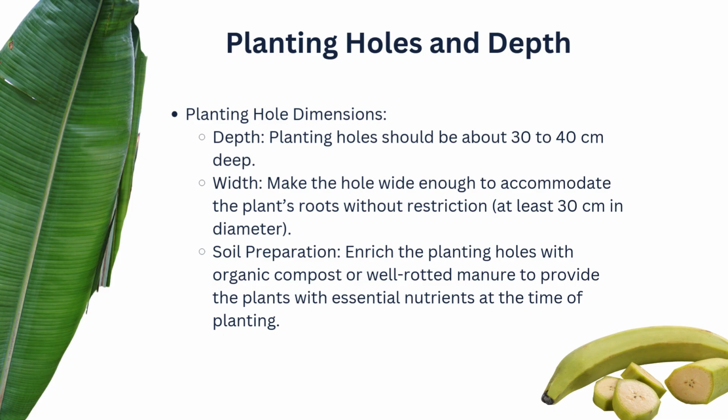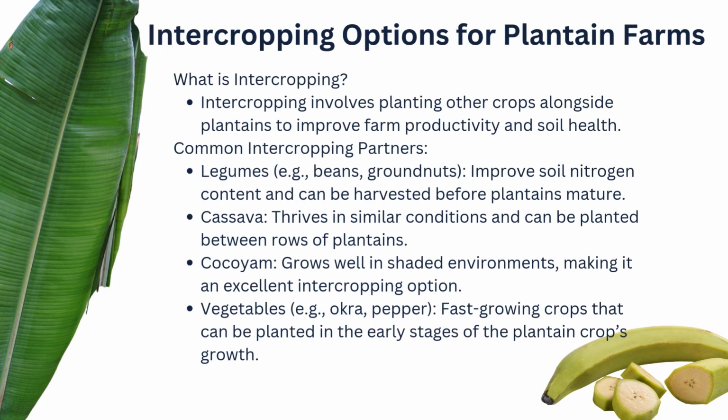Your holes, make sure your holes are deep, not so deep, between 30 to 40 centimeters. Measure it, please measure it, right? In that hole, put well rotted manure to provide the plant with essential nutrients at the time of planting. Don't pity the manure you put there, put enough to last for that crop, for the plantain.